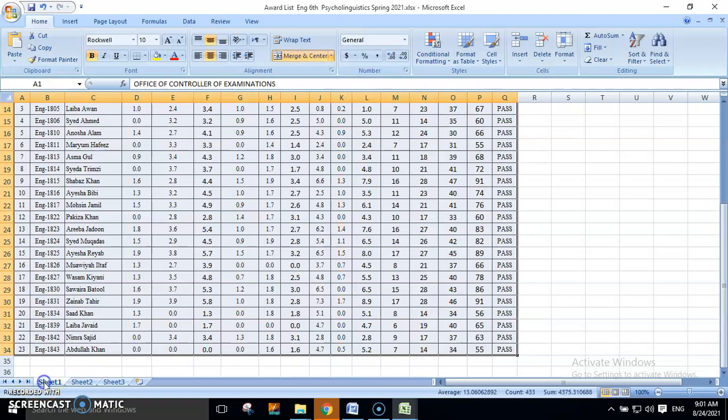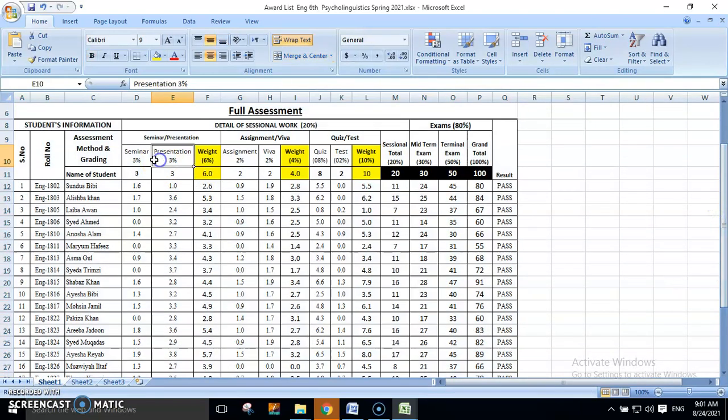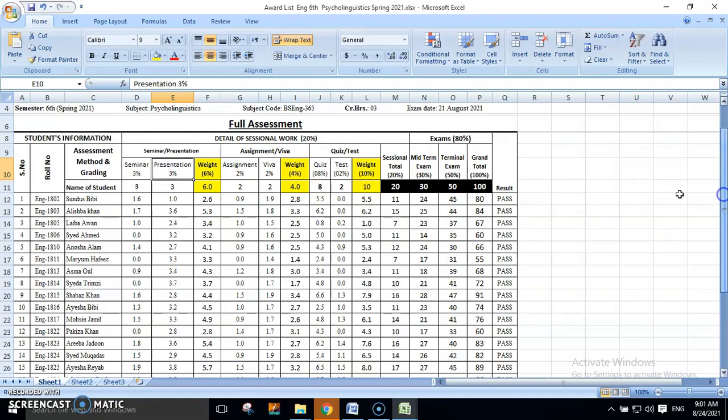And when we go back, as you can see, I have just explained. So here is the detail: seminar presentation weight 6%, assignment and viva weight 4%. So this sheet has got formulas, as you can see.